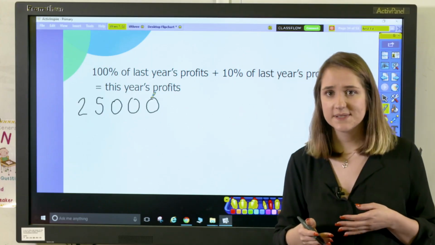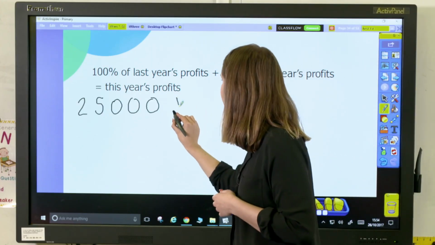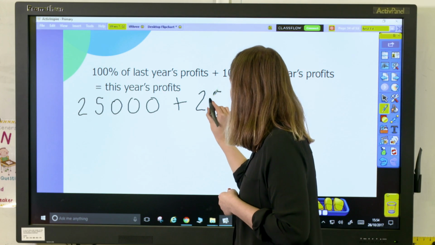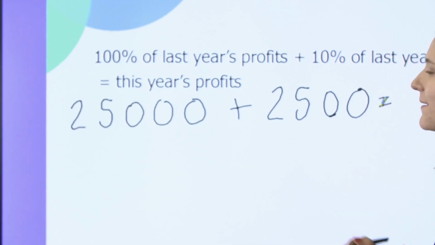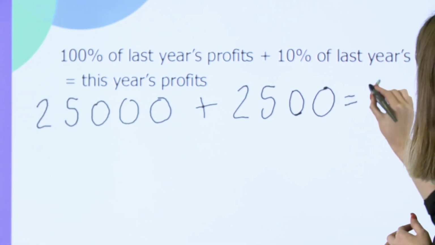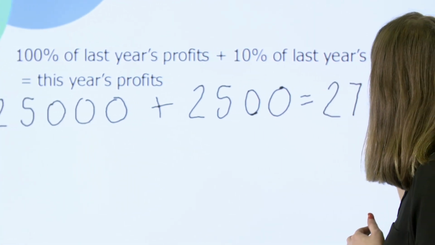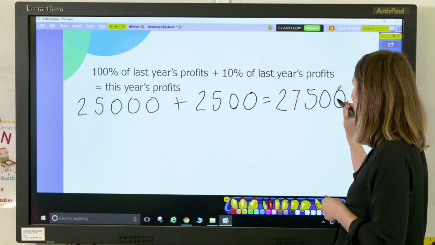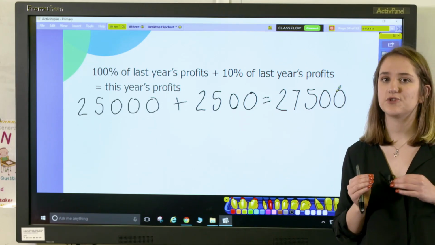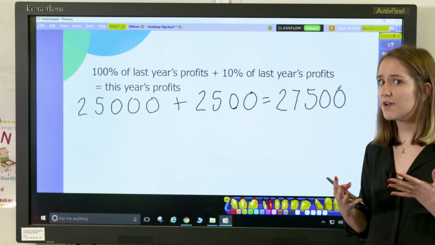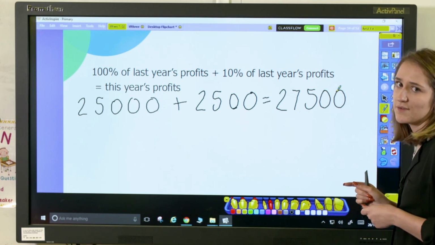We can work out 10% by dividing it by 10. So we've got 2,500. That means that in year 2, they have made £27,500 profit. Your pupils now might think that they're going to keep adding £2,500. So they might think that in year 3, they're going to make £30,000.